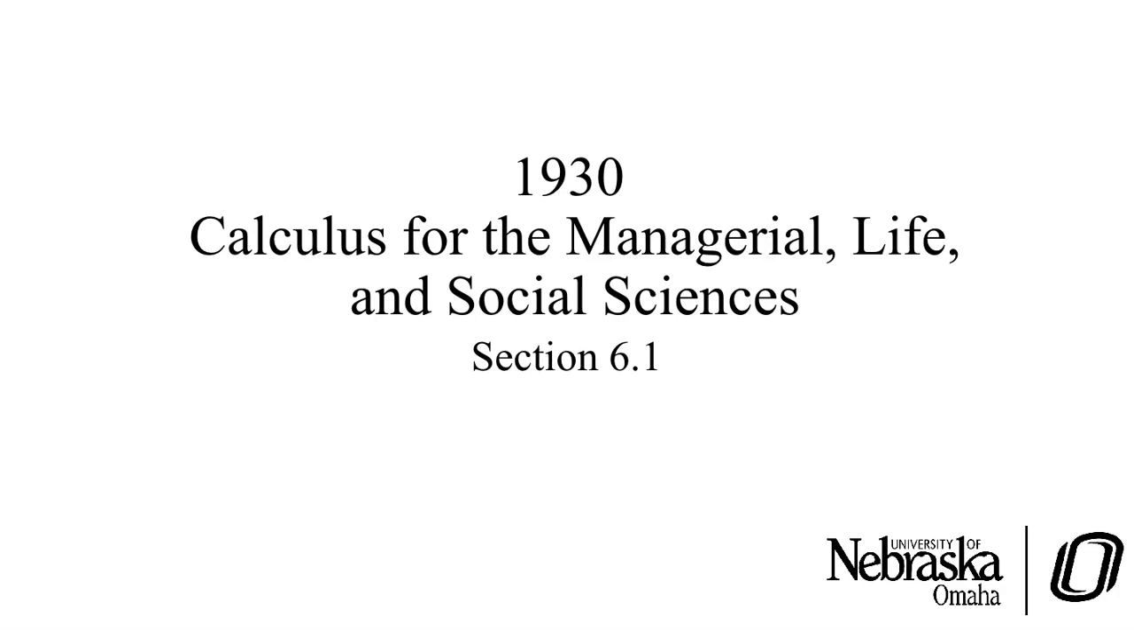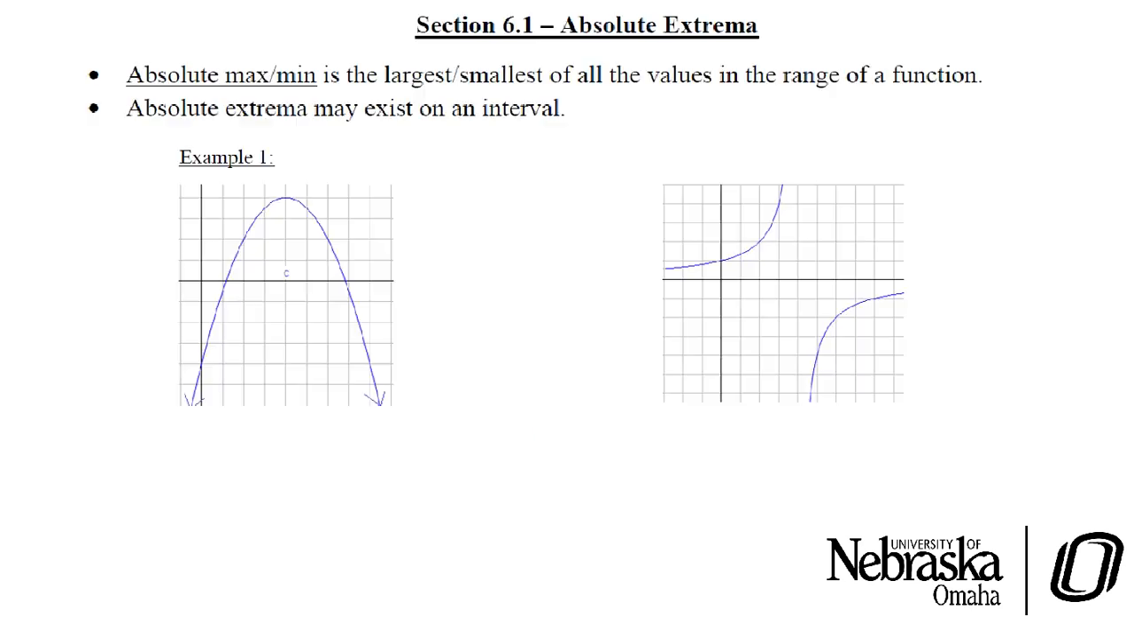Okay, section 6.1 is a continuation from last time, and instead of relative extrema, we're going to talk about absolute extrema, and this is page 67 of your course notes. So absolute extrema. The absolute min or max is the largest or smallest of all the values in the range of the function. Last time we talked about relative max or min, which was a maximum within a certain area, but this would be overall.